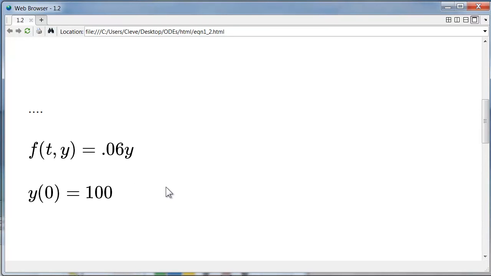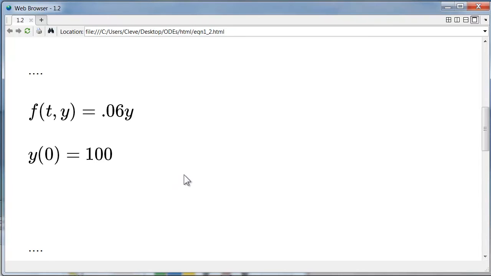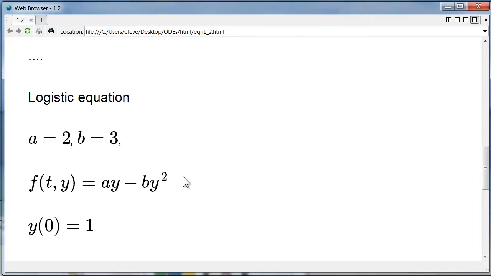Here are some examples. The compound interest problem: the function is just the interest rate times y. Here the function of t and y doesn't actually depend upon t, and it's linear in y. The initial condition is that at time zero, there's a specified value of y, like $100. That's the compound interest problem. Here's the logistic equation, a nonlinear equation. Here, f of t and y, again, doesn't depend upon t. It's a constant times y minus another constant times y squared. And again, the value is specified at zero. Let's say that y at zero is equal to 1.